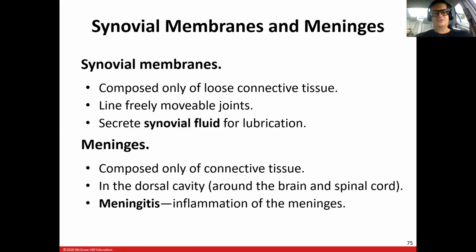The meninges, they're only connective tissue. They are around the brain and spinal cord. And I already told you we've got three layers there in the brain. The dura mater, arachnoid mater, and pia mater, from outside to in. Meningitis is inflammation of the meninges, inflammation of these membranes around the brain and spinal cord.